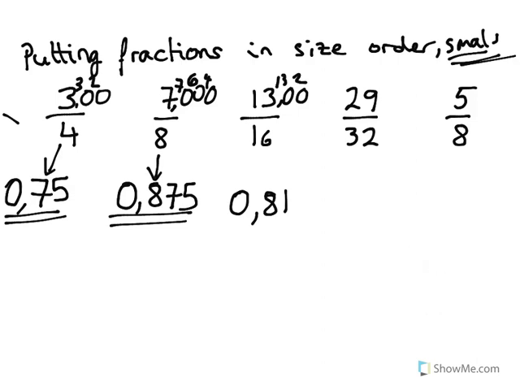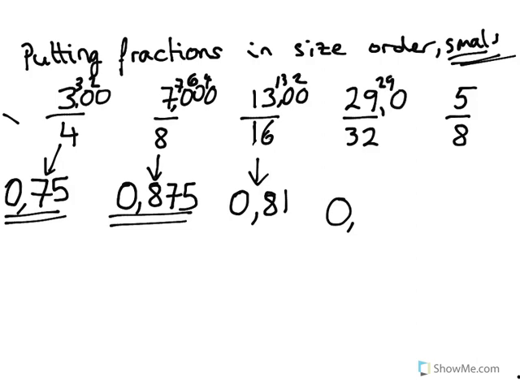Now we have to, that was divided by 16. So we know that it's about 0.81, not exactly, but approximately. Now we have 29 32s. Well, 29 divided by 32 is going to go 0 times. So all of those 29 are going to be left over.